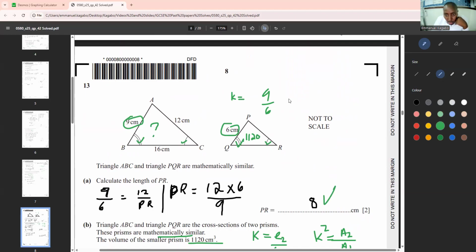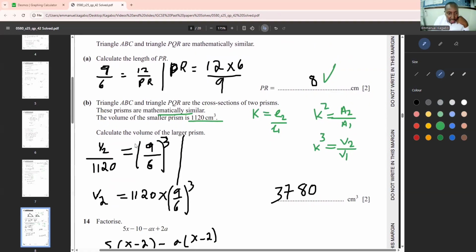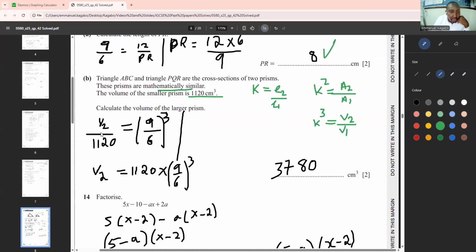For side, what do I get now? It will give me 3 over 2. But this is for sides. If volume comes in, I'll do power 3. That's why you check here, I did 9 over 6 to the power 3 because we have volume. Okay? Now, this one, cross multiply, will give you that. Type that in your calculator and it gives you that.